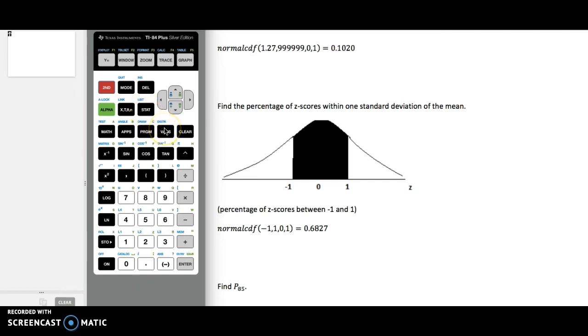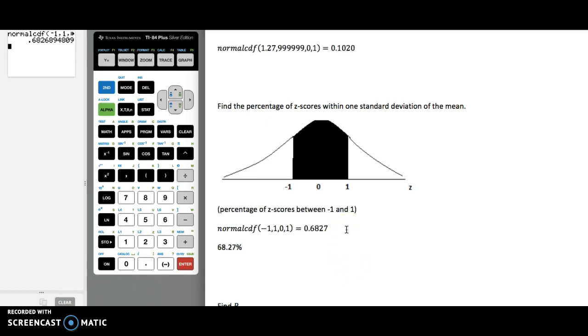second, variables to open up that distribution menu, go down to normal CDF. So clear that out. Your lower bound here would be -1. Your upper bound would be 1. And your mean and standard deviation stay the same. Press enter. And so you should expect about 68%, but to be more precise, it's about 0.6827. And of course, the question asks for a percent, so 68.27% of the graph is within 1 standard deviation of the mean.